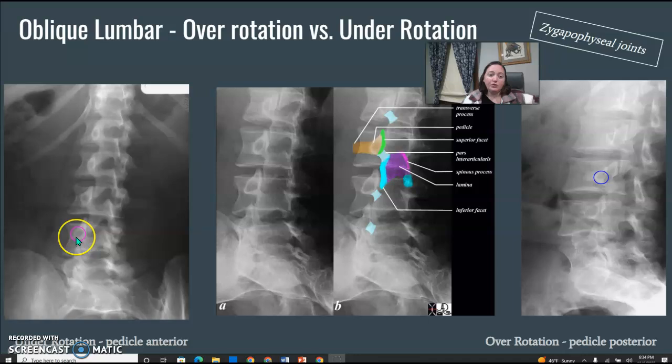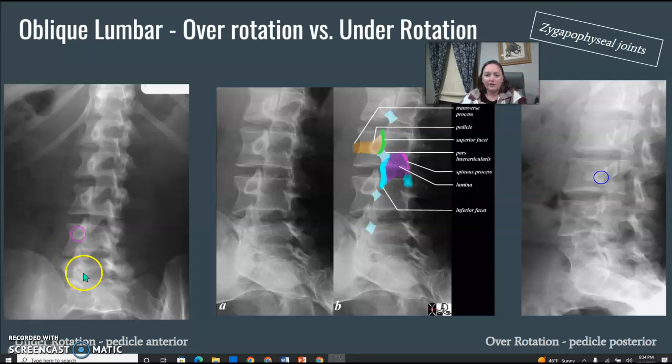Well, if they're too anterior, like this one where I've circled in pink, when the pedicle is anterior, this patient is actually under-rotated. If you think back to your AP lumbar spine, where your spinous processes were in the middle, your transverse processes we could see clearly on the sides. The nose is sticking out here on this one. So this patient is not oblique enough to push that pedicle back to the middle.